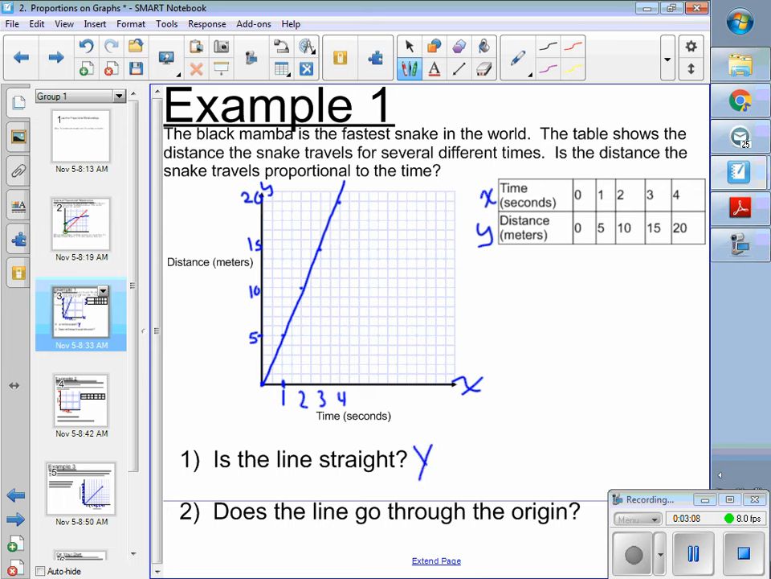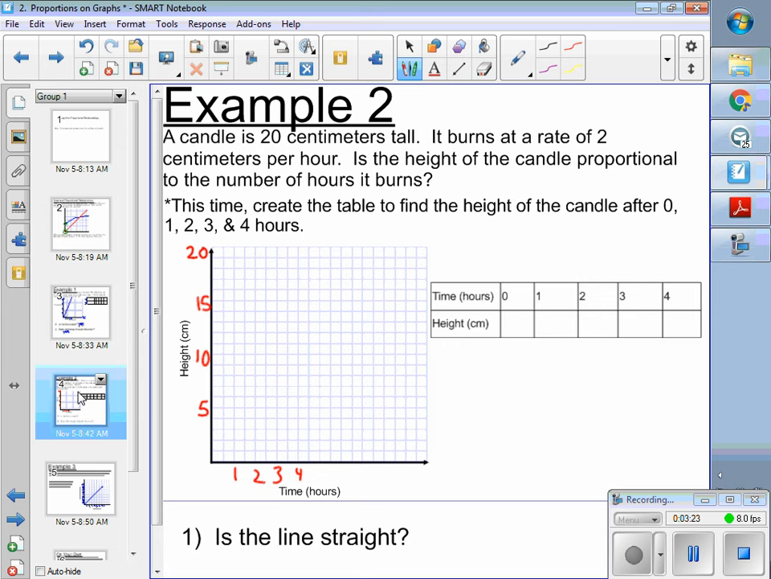So the answer there is yes. And does it go through the origin, or 0, 0? The answer is yes. So in answer to the question, is it proportional? Yes, it is. All right, on to our next one.